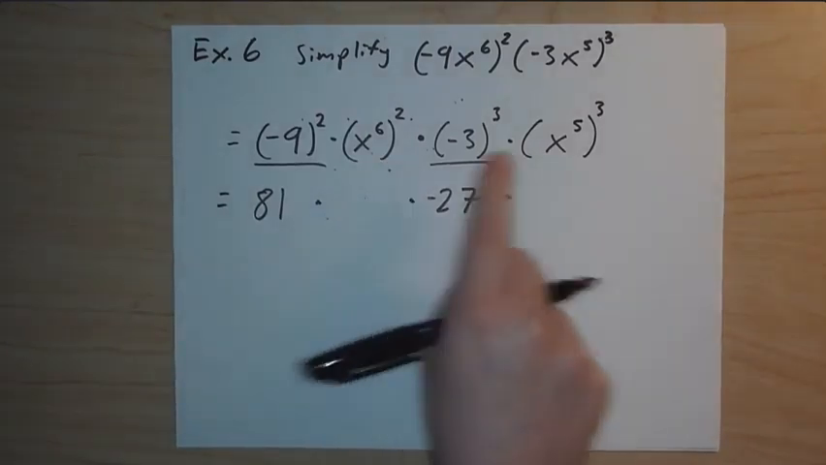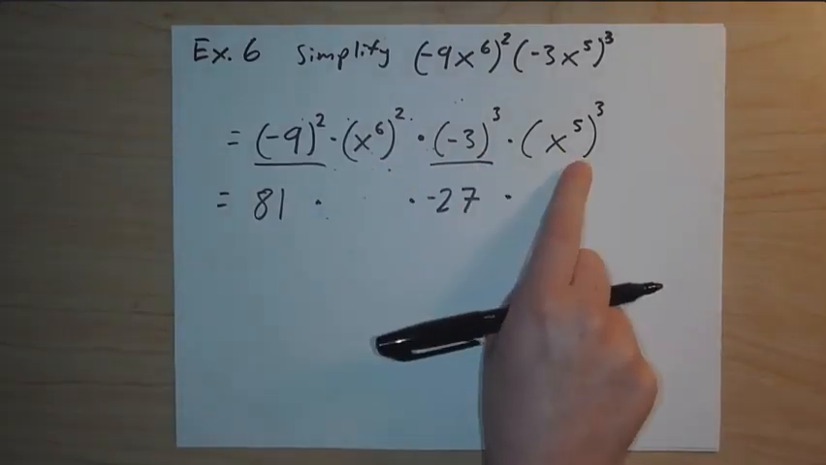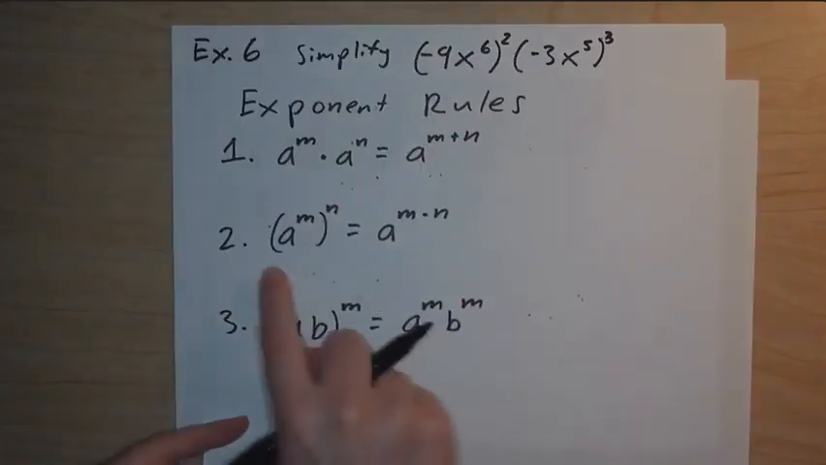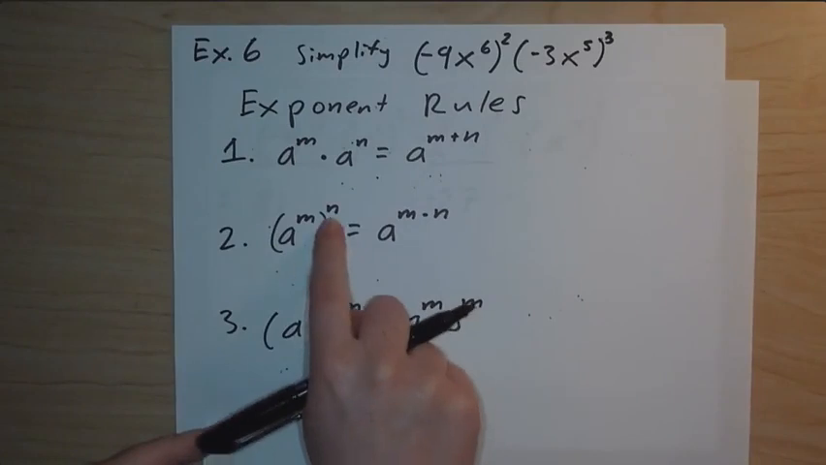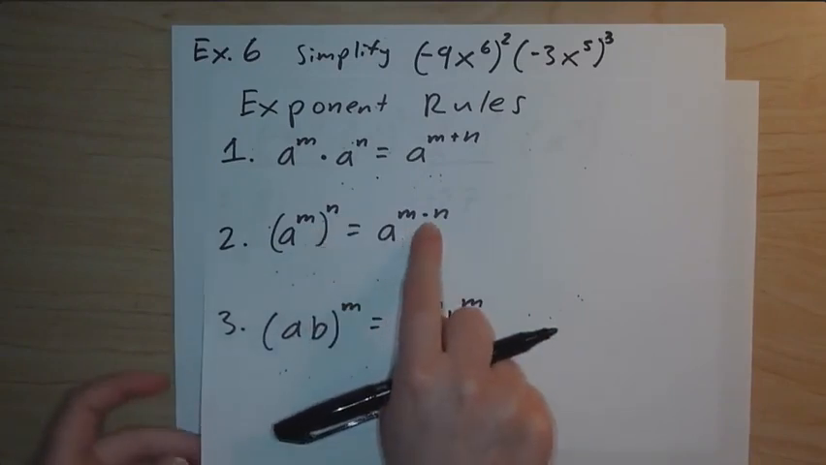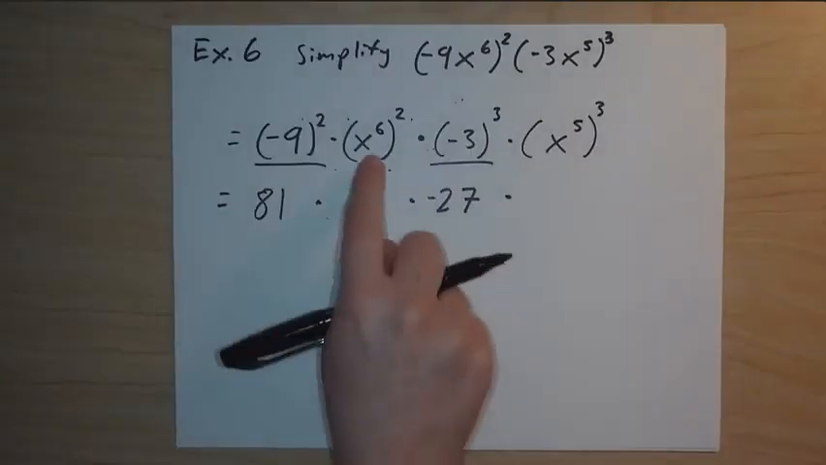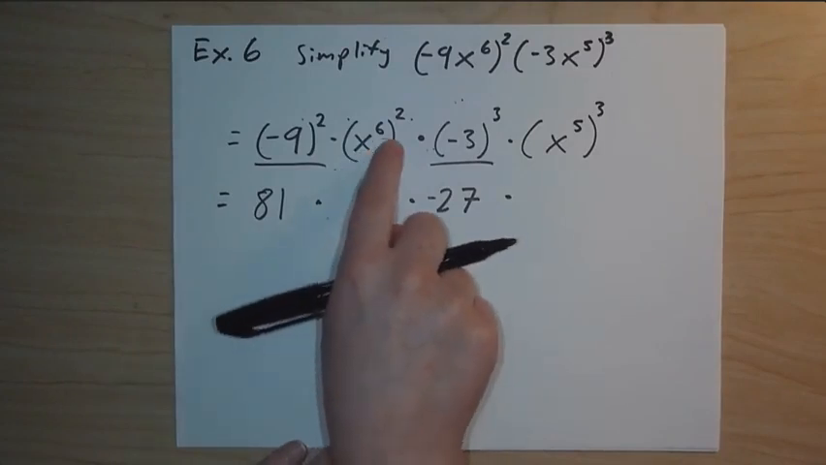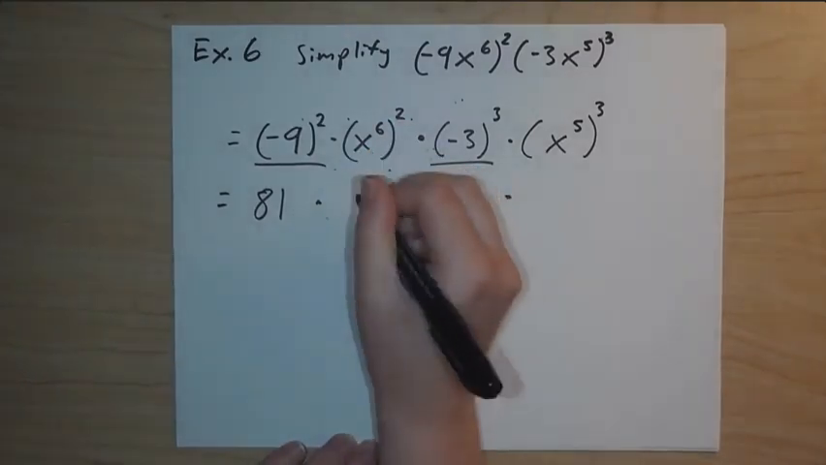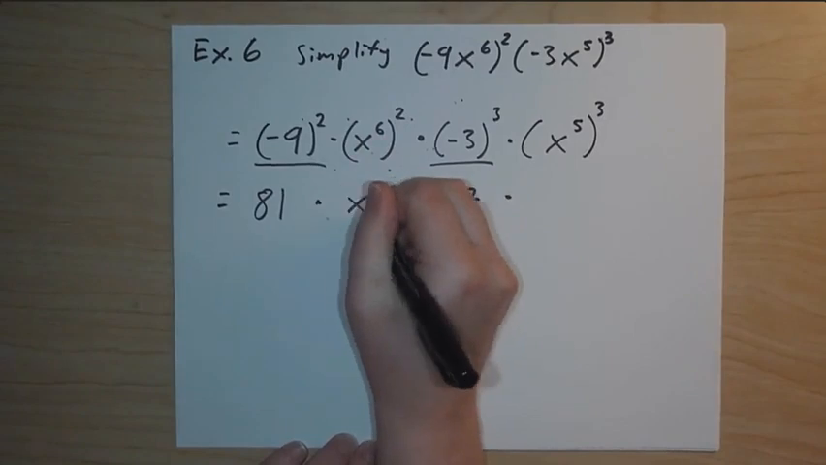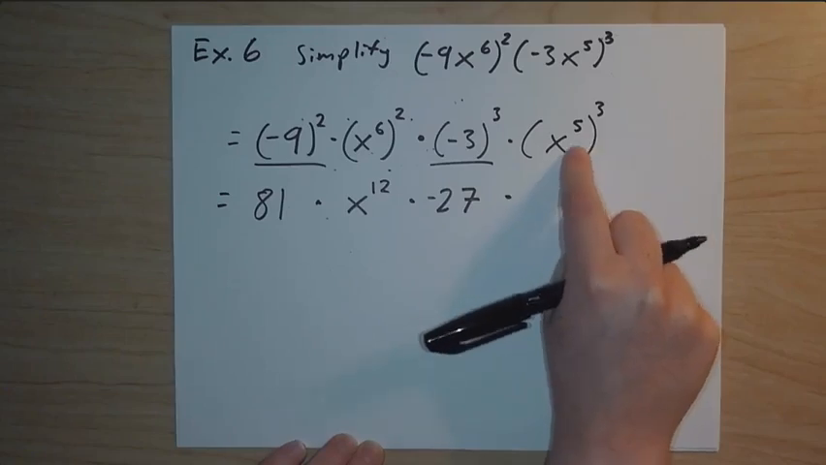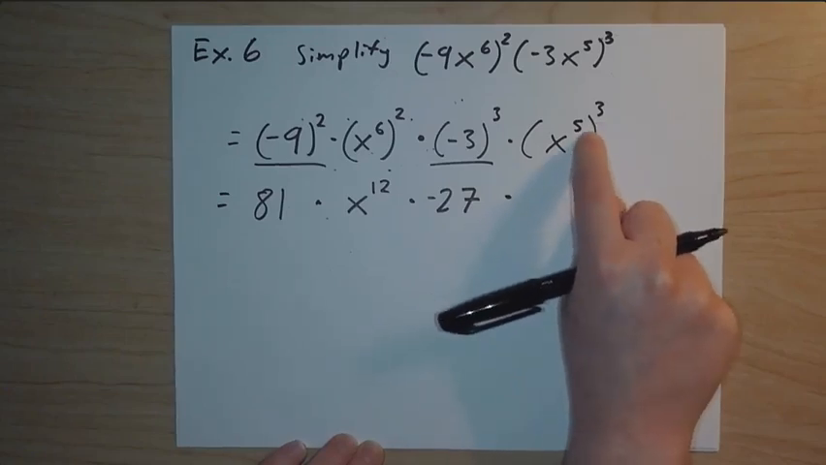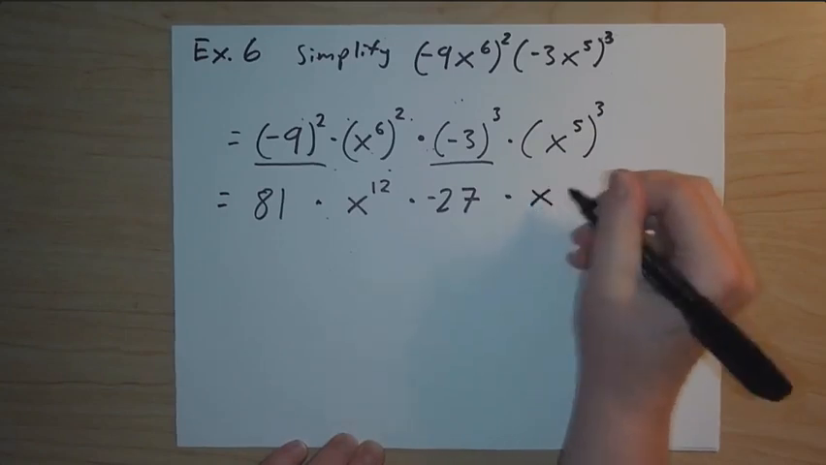So to simplify this expression and this expression, we need to use the second rule here. We have a power within a power. And when we have a power within a power, we're going to multiply those two powers. So we have x to the 6th, all to the power of 2. So 6 times 2 is going to be 12. And then we have a power to a power here. We have x to the 5th to the power of 3. Multiplying 5 times 3 is going to be 15.